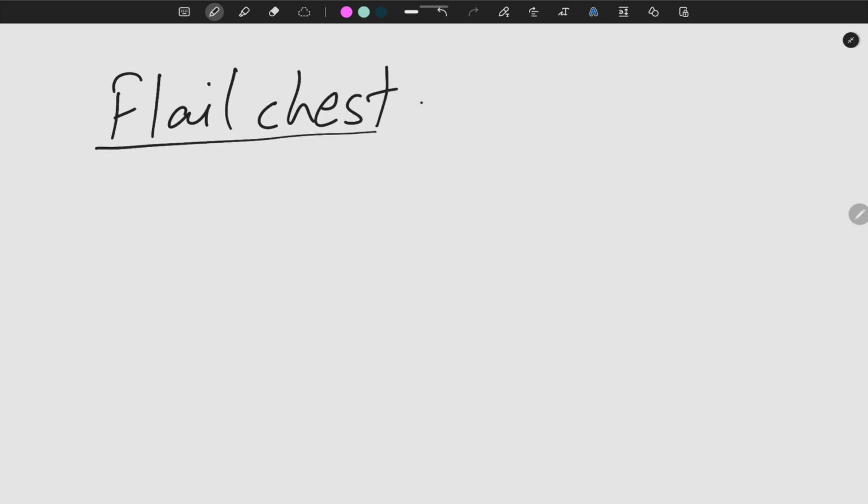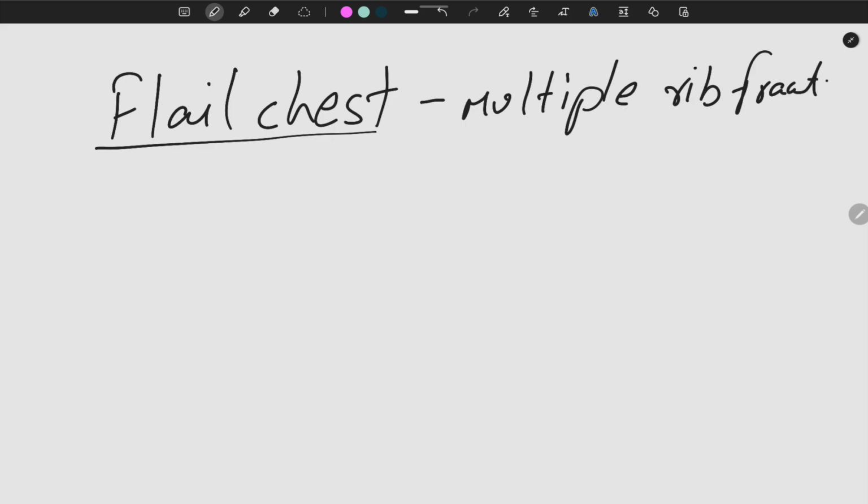So the next one is a flail chest. Flail chest. So in which condition can we see flail chest? That is multiple rib fractures. Okay, so in the case of multiple rib fractures, more than 2 or 3, we can see flail chest. So the next one is a hemothorax.